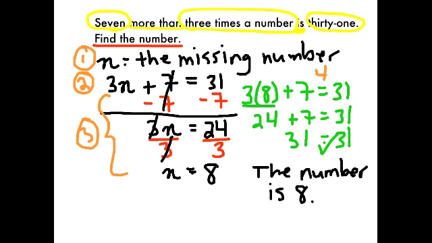The fourth thing up here is our check step. And then the final thing down here, number 5, is a word sentence to go with a word problem. And that is how we can write, solve, and check equations to help us solve word problems.